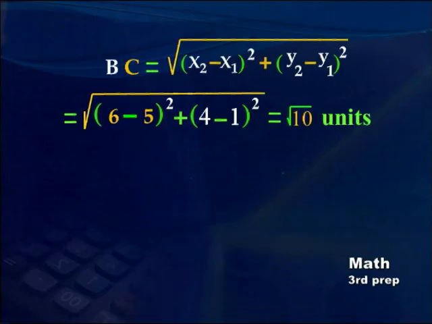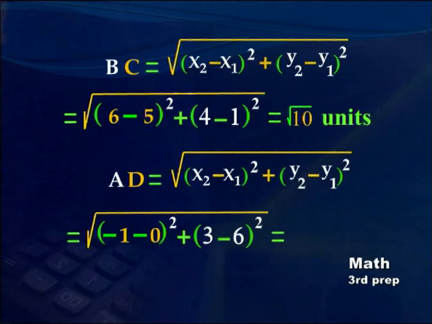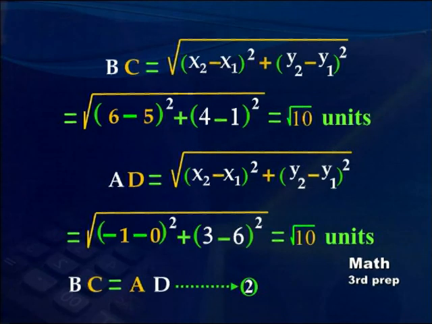What about the length of AD? In the same way, it is the square root of (x2 minus x1) to the power of 2 plus (y2 minus y1) to the power of 2. By substituting, it is the square root of (negative 1 minus 0) to the power of 2 plus (3 minus 6) to the power of 2, to obtain a result of square root 10 units. Then BC equals AD, and this is going to be number 2.